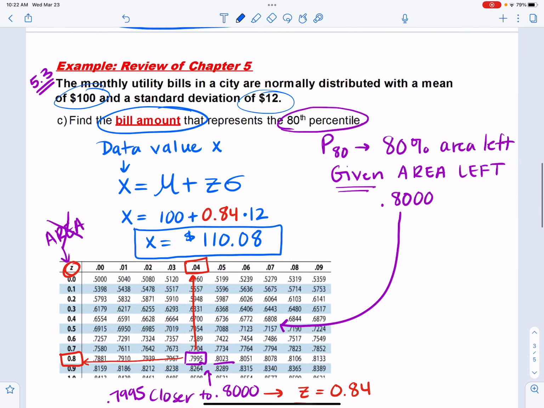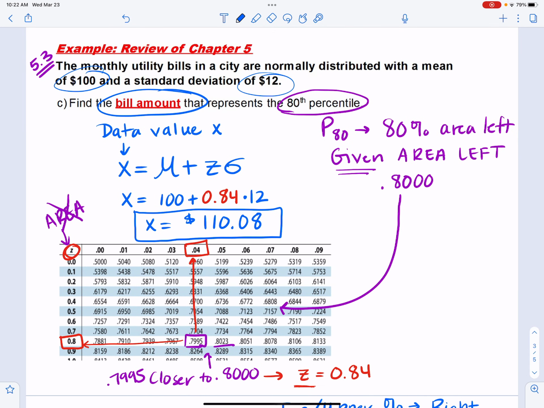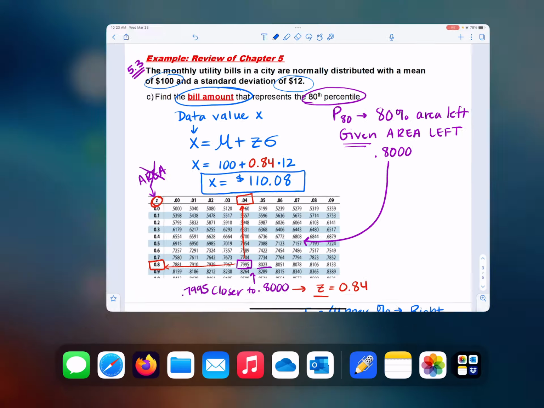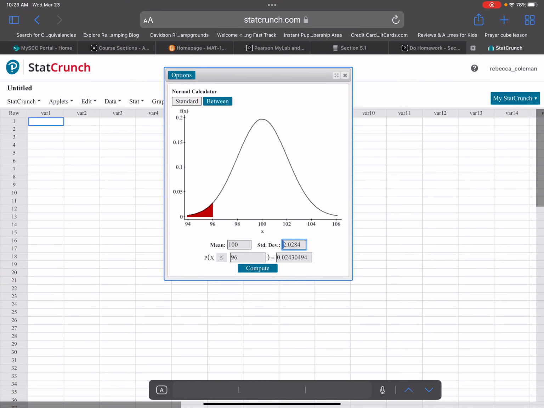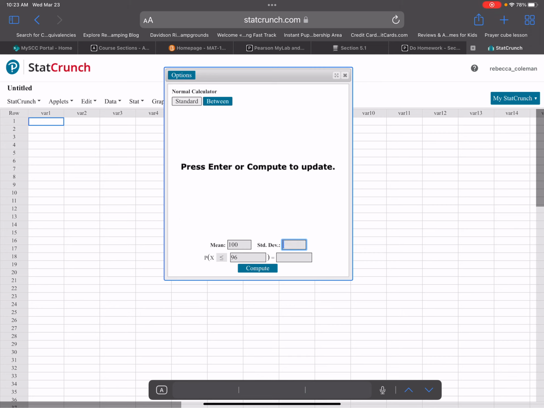All right, now, if I'm looking at a data value, that means I'm given an area. And when I'm given an area, I gotta make sure that I put it in the area box. So in this case, the first thing that I would do again is make sure that I've got my mean and my standard deviation. So we're back to just looking at individual bills. Mean is 100, standard deviation is 12. But this time I'm looking for the bill amount. I don't know that, so I'm gonna leave that box empty.